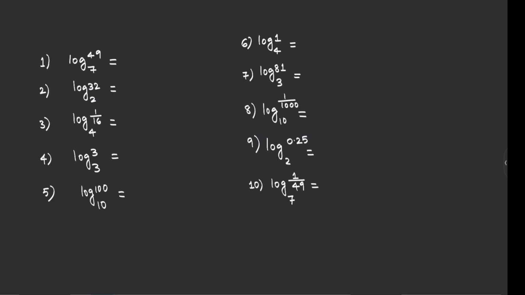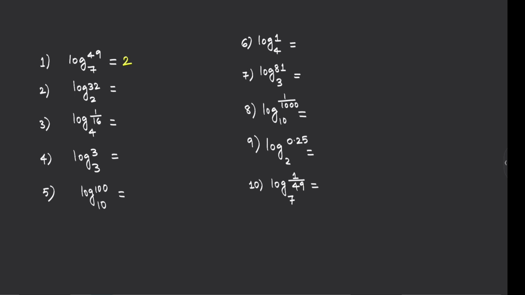Now, if you see here, log 49 to the base 7. What is the meaning of this? How many times 7 should be raised to get 49? We all know 7 to the power of 2 is equal to 49. So the result is 2. 7 should be raised 2 times to get 49.